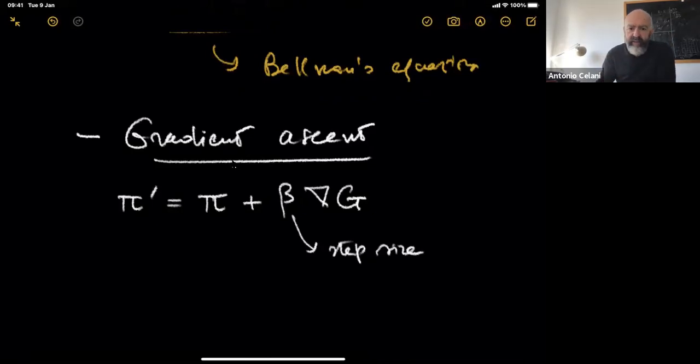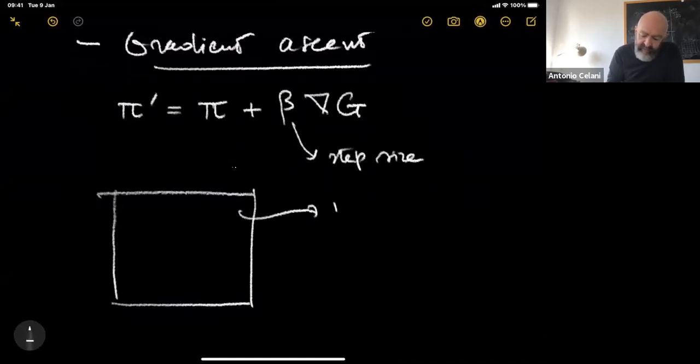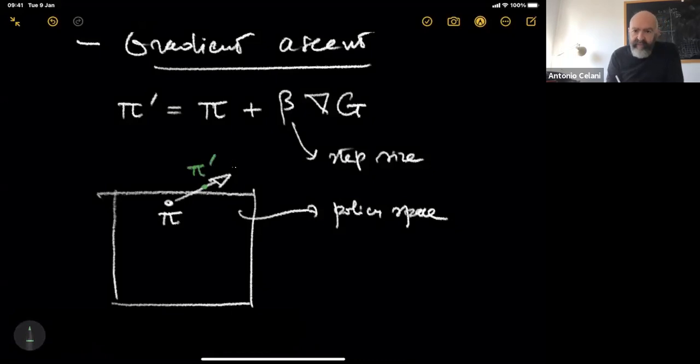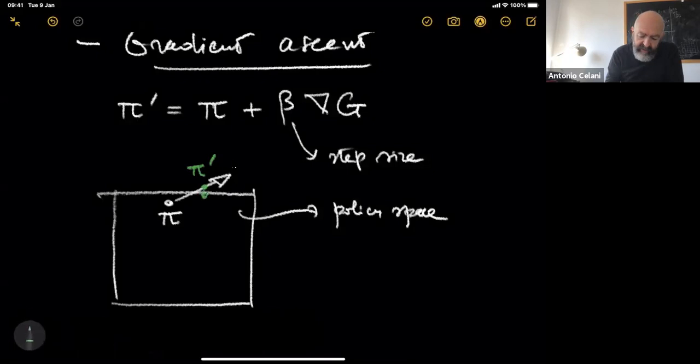Okay, so let's address the second question first. Again, using policy space as an example, my square. Suppose I am at a certain point, I'm considering policy pi here, and my gradient is pointing in this direction. Then clearly, if my beta is large enough, or if my pi is close enough to the boundary, I may end up with my new point pi prime, which is sitting outside of the domain. So what should I do in this case? Well, what all these kinds of algorithms do is to prescribe some way to remap the point inside the domain or on the boundary of it.